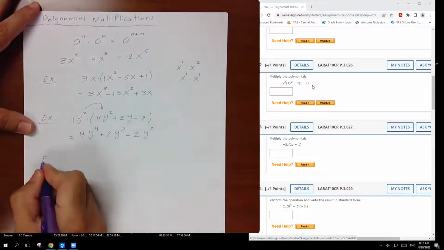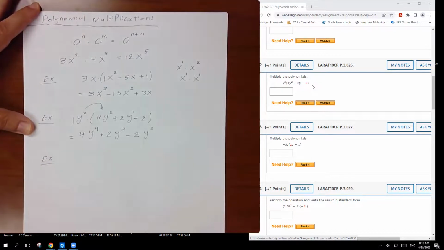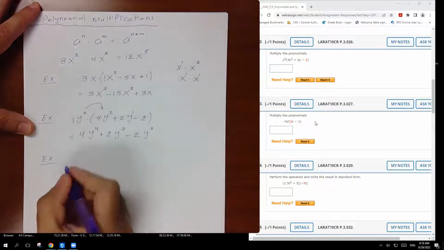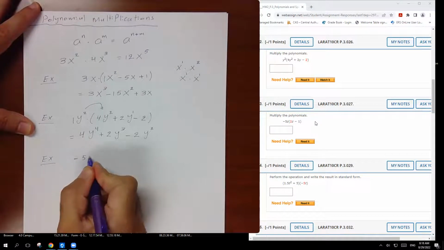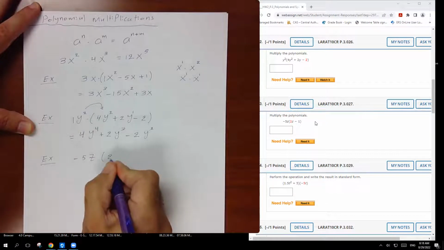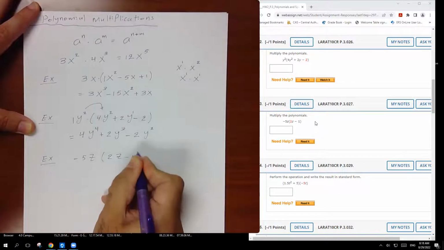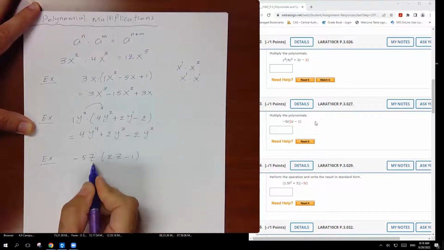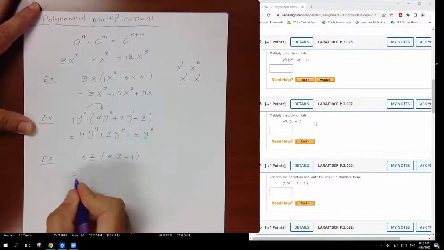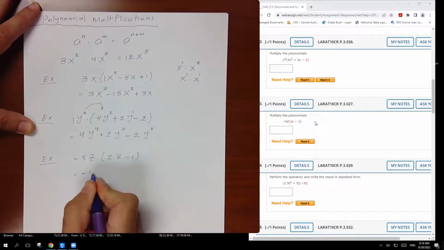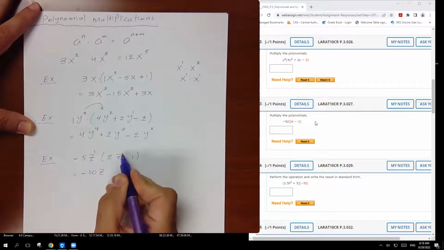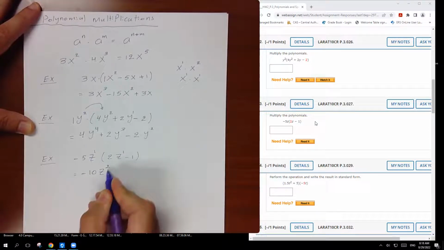Let's do another example. Next example, negative 5z, 2z minus 1. So let's multiply this monomial with this polynomial. Multiply the numbers. Negative 5 times 2 is going to be negative 10. Here is the z. I'm going to add the exponents. 1 plus 1 is going to be 2.